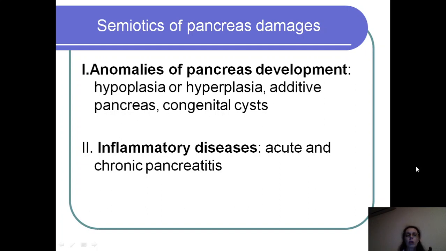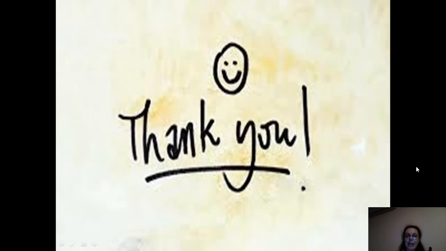So that's why if we're talking about anomalies of pancreas, they're usually hypoplasia or hyperplasia, additive pancreas, sometimes congenital cysts. And if we're talking about inflammatory diseases, these are acute and chronic pancreatitis. Here you should be able to understand, to know the symptoms of exocrine insufficiency of the pancreas, which usually associates chronic pancreatitis in children. And you will discuss it thoroughly on your practical classes.